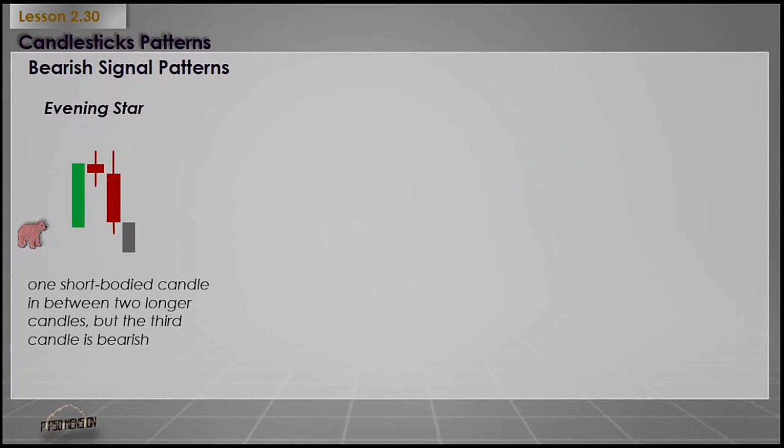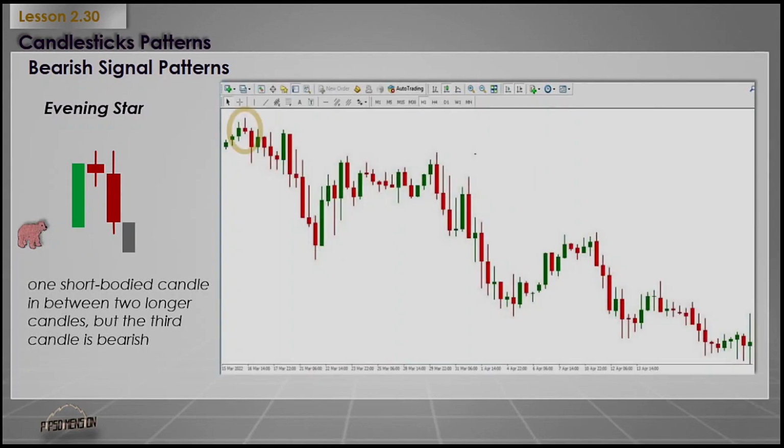The evening star. One short body candle is in between 2 longer candles, but the third candle is bearish. The evening star indicates somewhat equal buying and selling pressure. However, the third bearish candle tells us that the bears have taken over the market, so it is a signal for a short order. For confirmation, you need to wait for the next candle to open a little below the previous bearish candle.